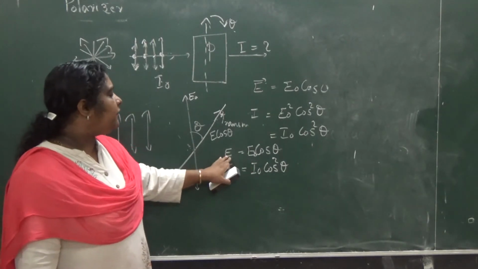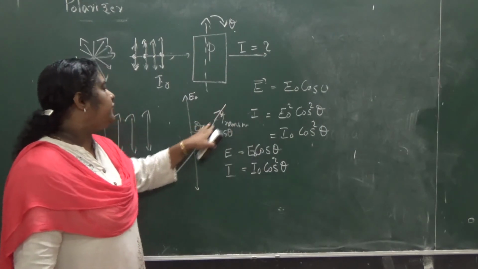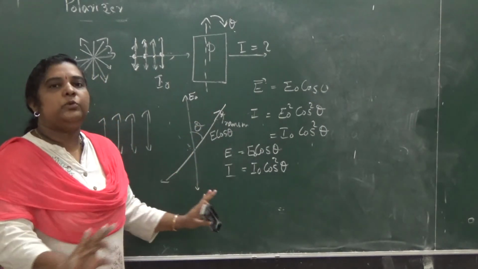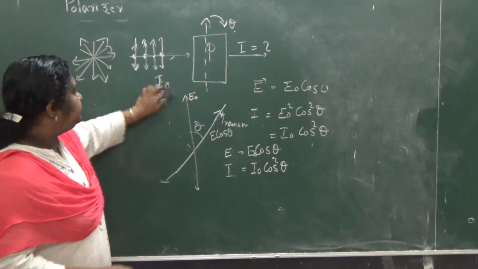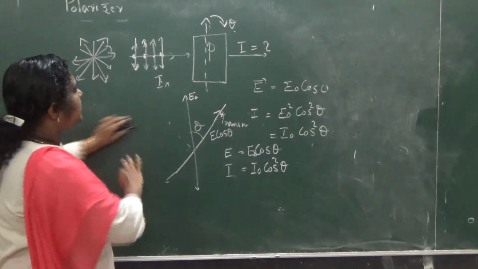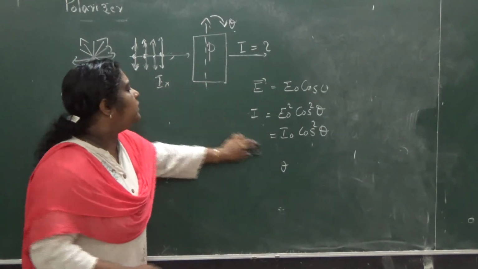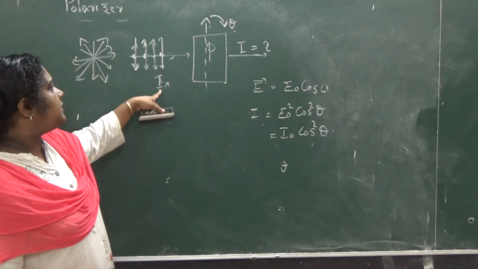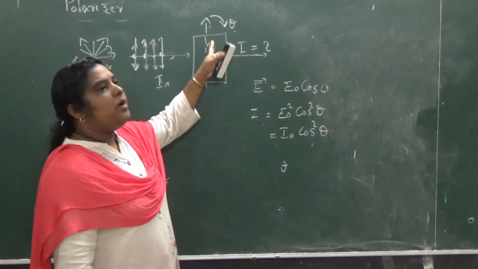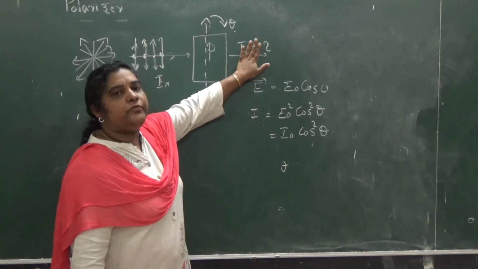Electric field along the direction of the transmission axis passes through the polarizer. That much we know. Now the question: here the input light is polarized. Now I am giving unpolarized light with intensity I0 passing through the polarizer P. What will be the intensity after passing?